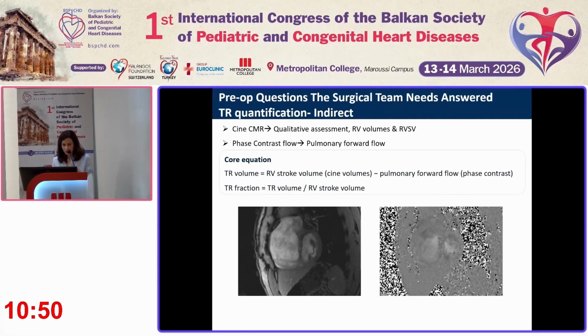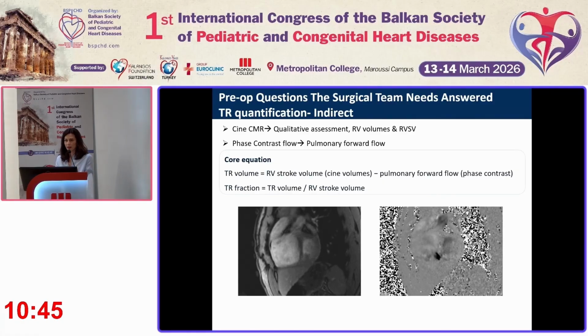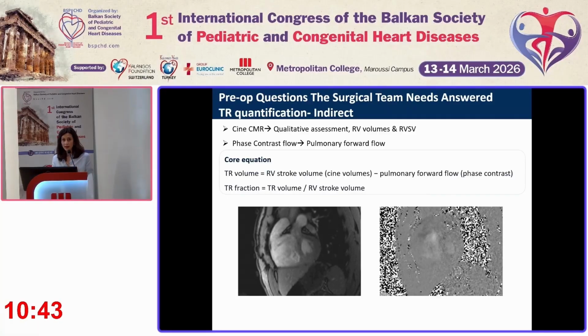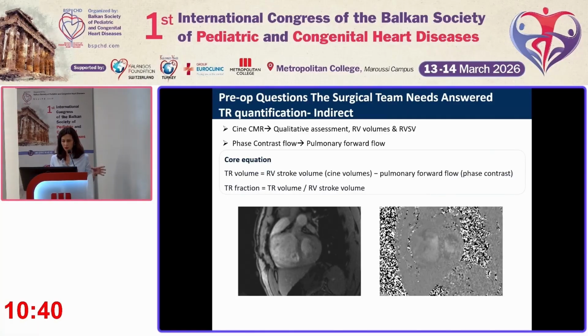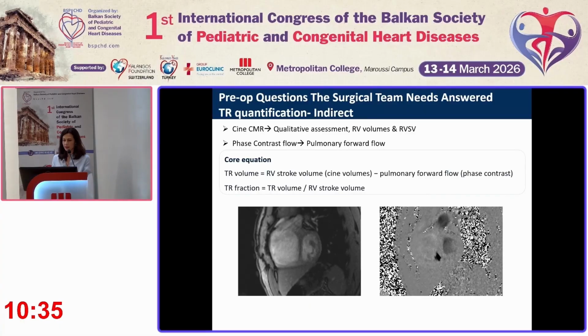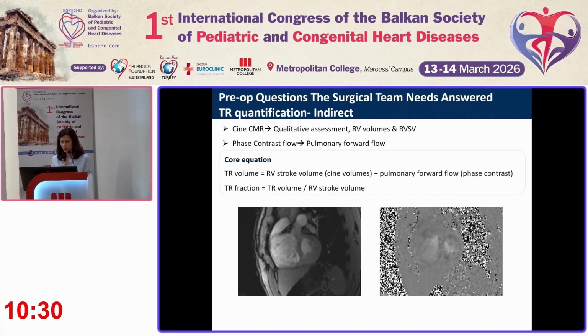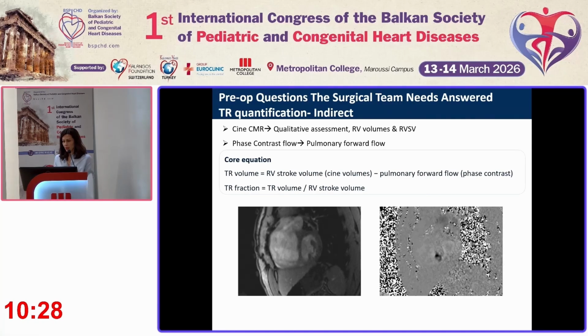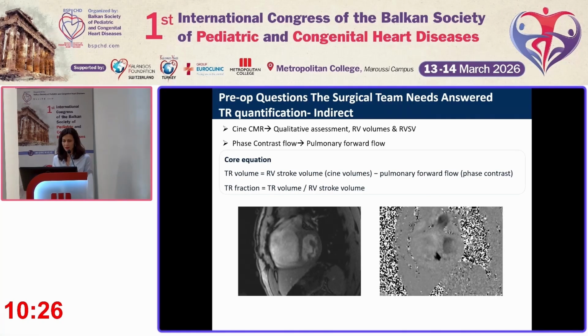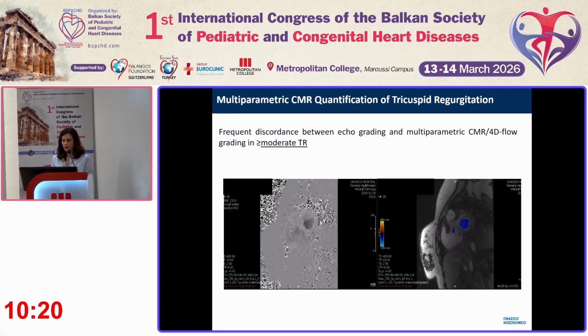How do we measure TR? Well, the traditional CMR approach uses the indirect volumetric method, where the TR volume equals the RV stroke volume minus the pulmonary forward flow. And the TR fraction equals the TR volume divided by the RV stroke volume. But this approach works well when the pulmonary regurgitation is minimal and there is no major intracardiac shunt. But the interpretation must always consider the broader hemodynamic context.